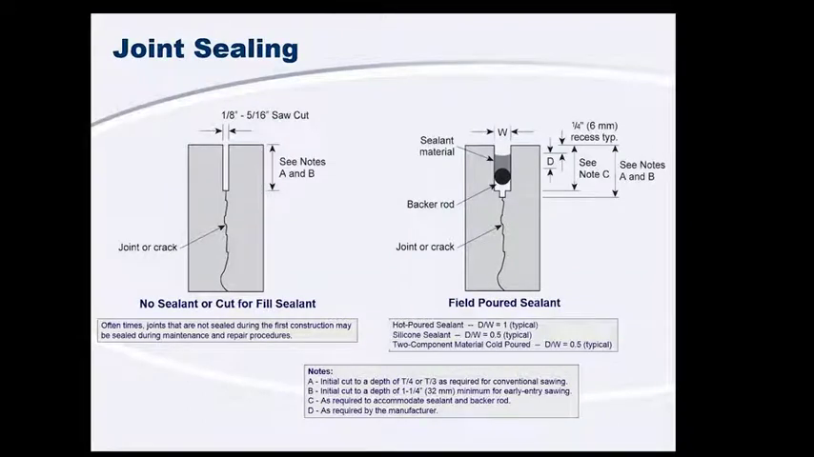Okay, so when we're sealing our joints, the first thing that'll happen is we'll go through and do our initial saw cut, as we can see here on the left, and that's a pretty thin cut, and then that crack propagates where we want it to. If we're sealing our joints, we come back in and we saw our sealant reservoir. And on the right, this is for field poured sealants.